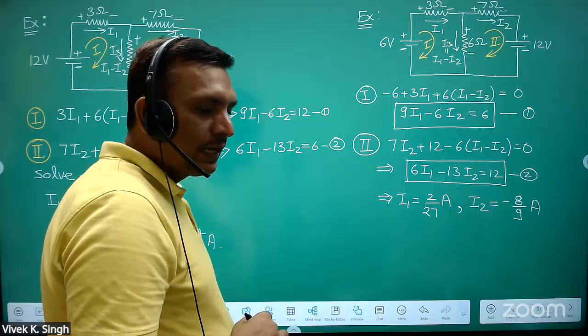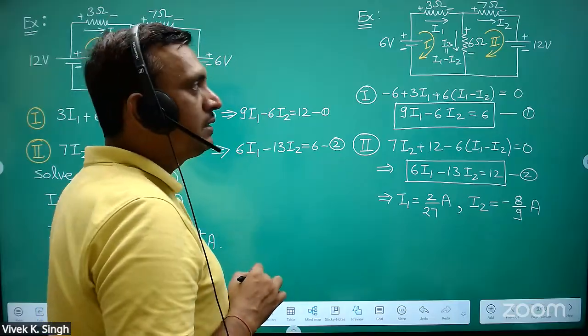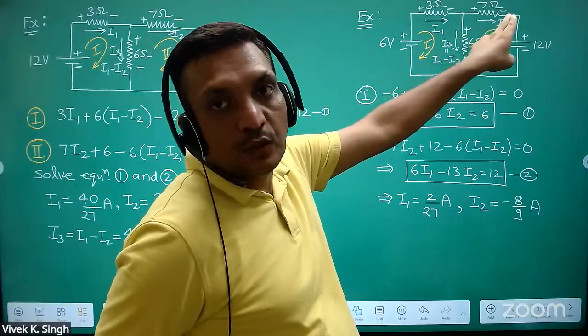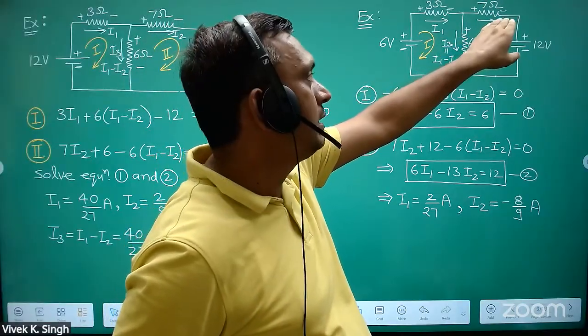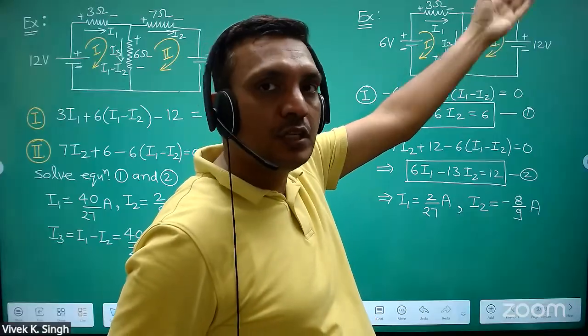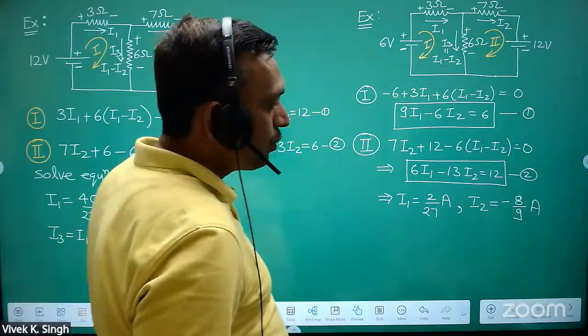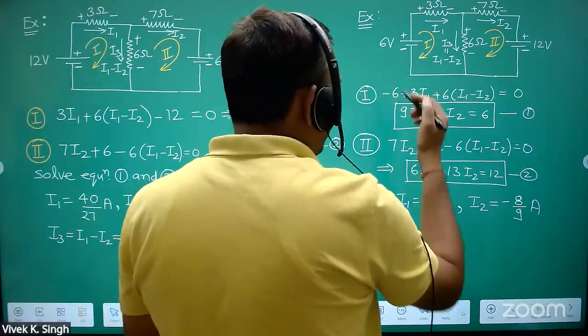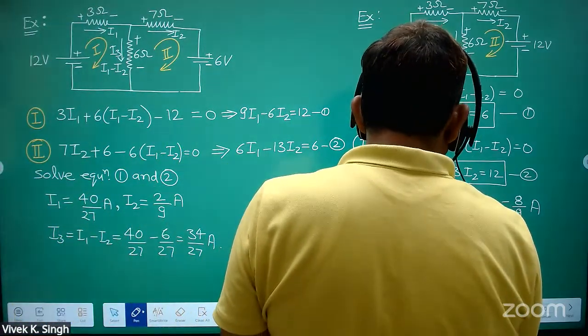Now just see, you are getting a minus sign. Minus sign means what? This is the assumed direction, so the actual direction of current is up. I2 is opposite to the assumed direction. So what we have to do now is show the actual direction of current. So you have to redraw this circuit to show the actual direction.